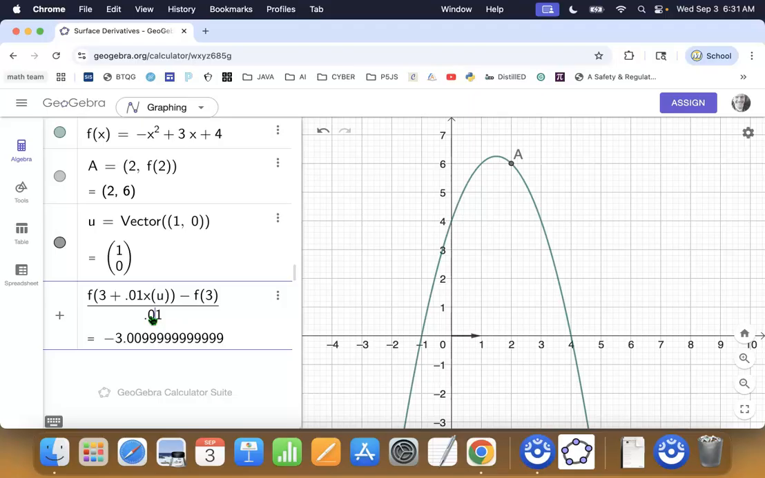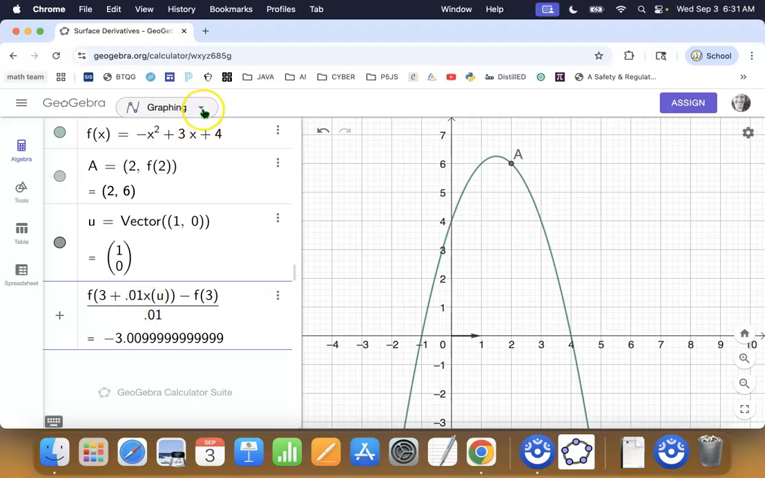So we had a point on the graph. We had a direction vector, which was a unit vector that we were going to step or march off of point A. And then we went to another point, which is given by that function there.